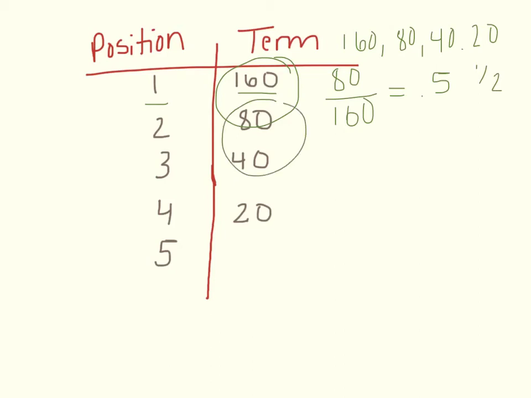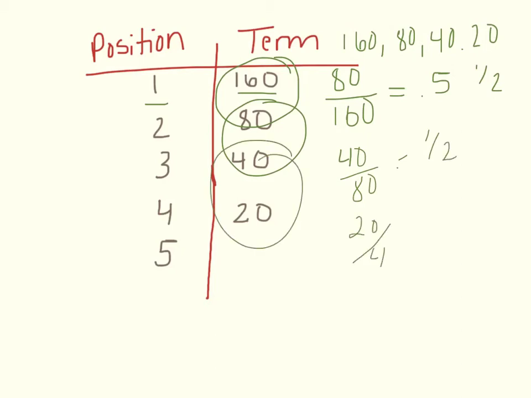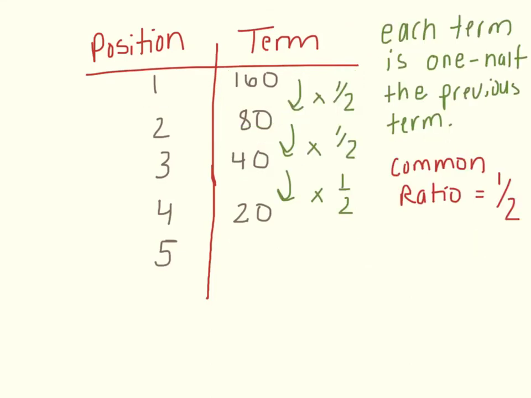Now let's do the next two. 40 over 80, again, is going to give us 1/2. And the last two, 20 over 40, equals 1/2. So we can say that our common ratio is 1/2 because each term is 1/2 the previous term. And if we wanted to figure out what the next term is going to be, we would have to take 1/2 of 20 to get 10.